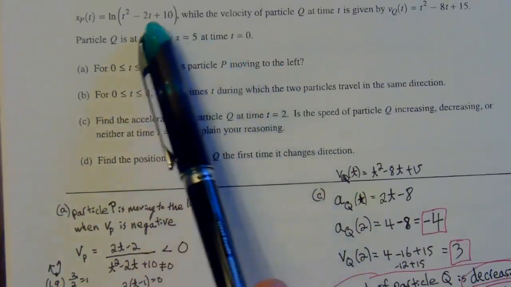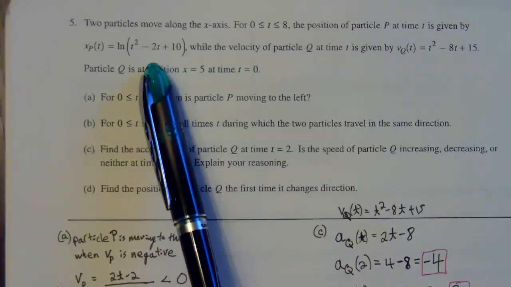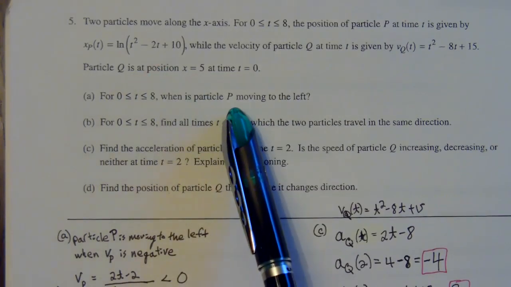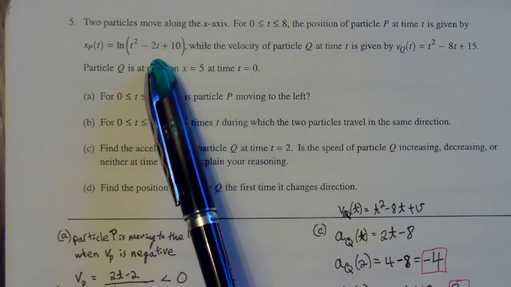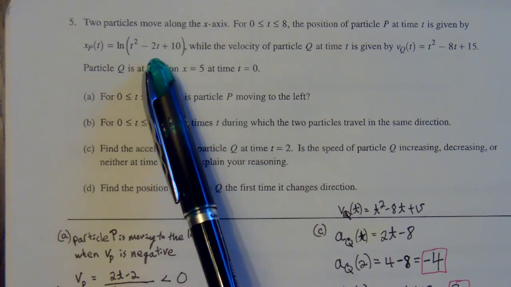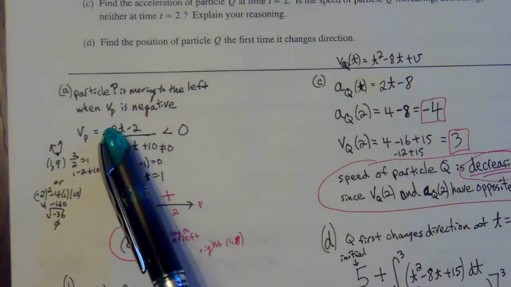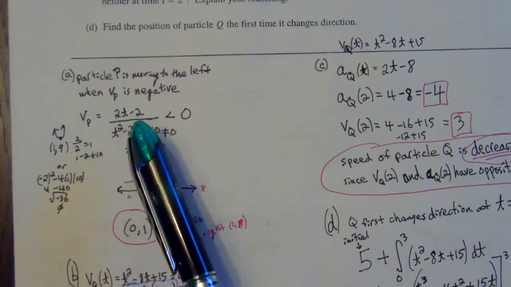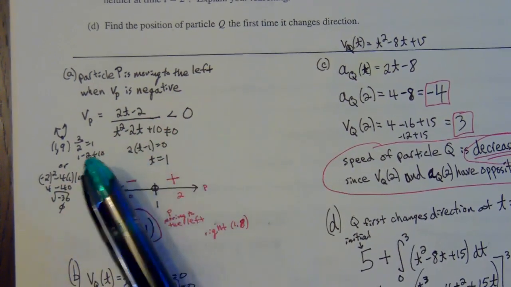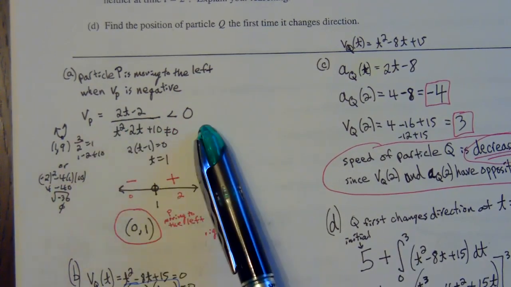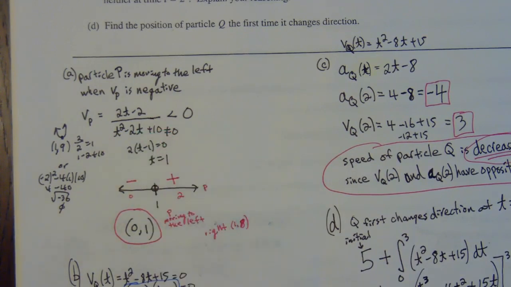So you got to find the velocity of this. This is your position of particle P. You got to find the velocity function, right? Which means you got to take the derivative of that thing. So remember, you do the derivative of ln of something, you go 1 over that stuff, times the derivative of that stuff. And then if you set that less than 0, because you're trying to figure out when the velocity is negative, this is a review of a nonlinear inequality.